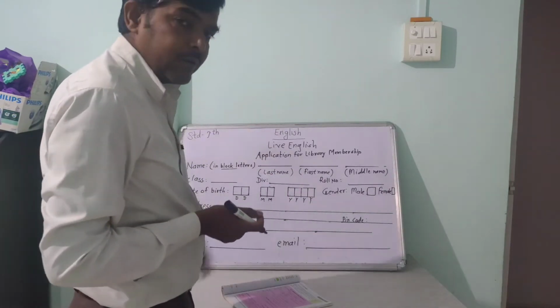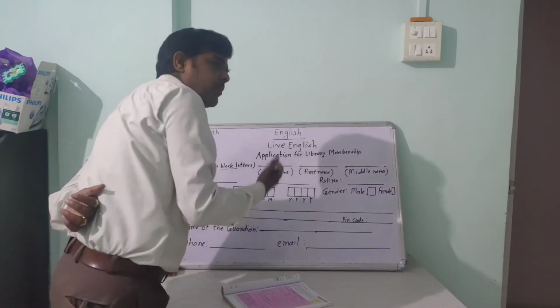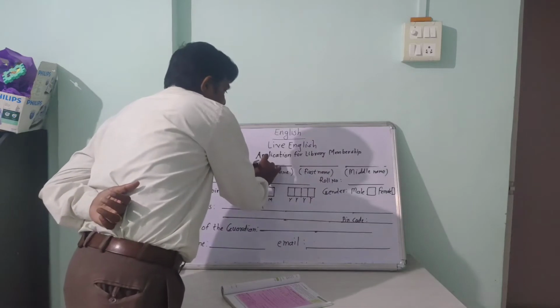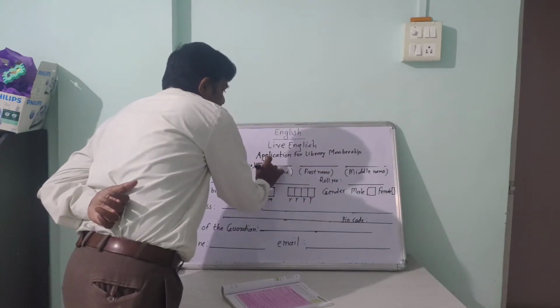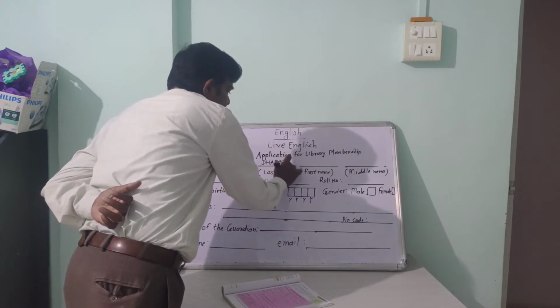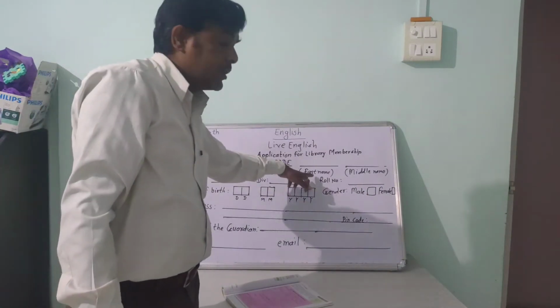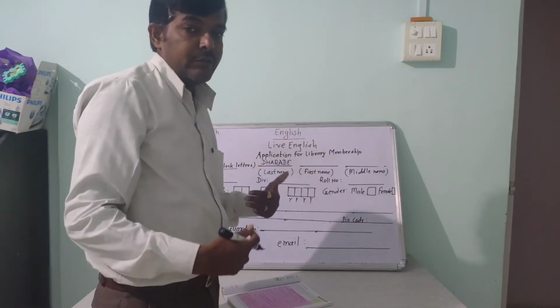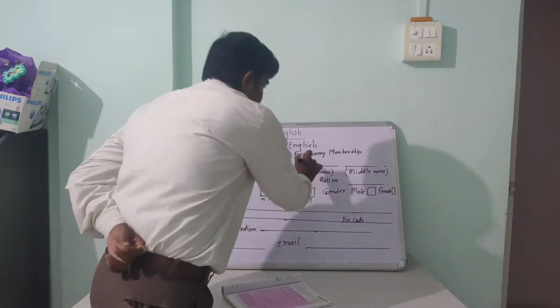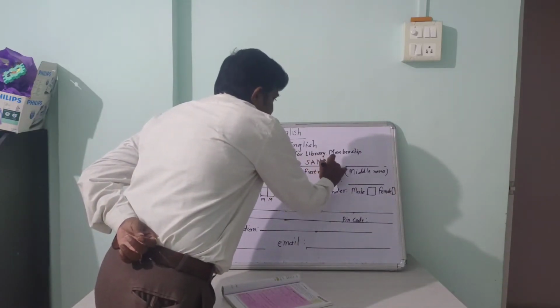So first of all, see our last name. I just write down my name here. My last name is Radi, so like that. Then after that, first name. First name is, we must write down our name. So I write my name here.